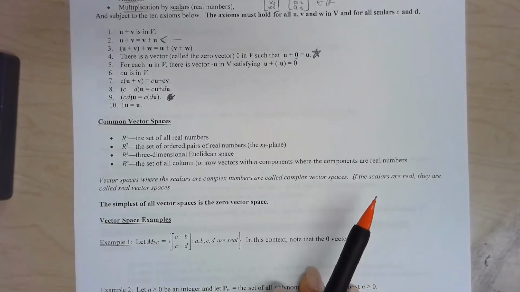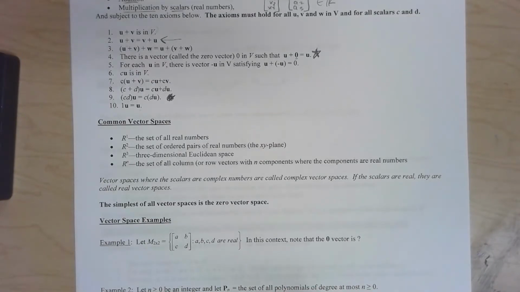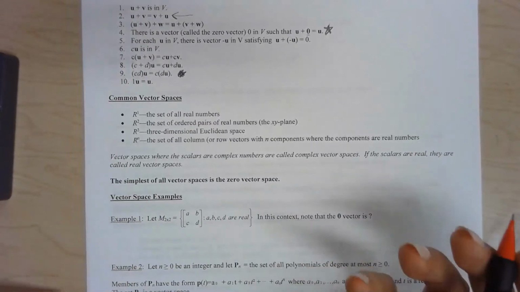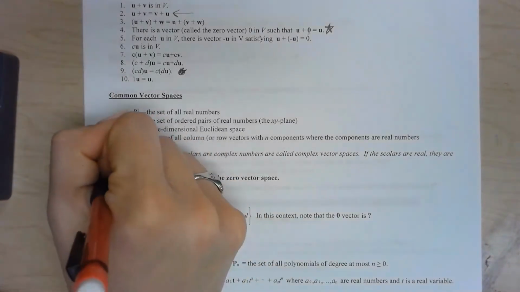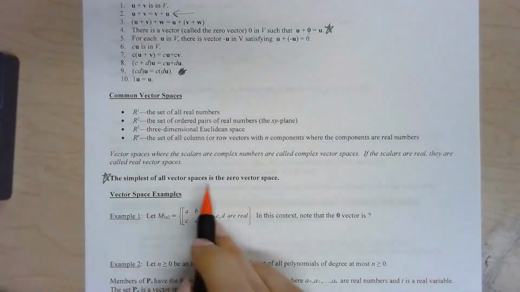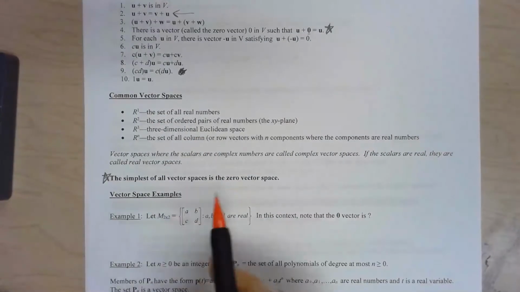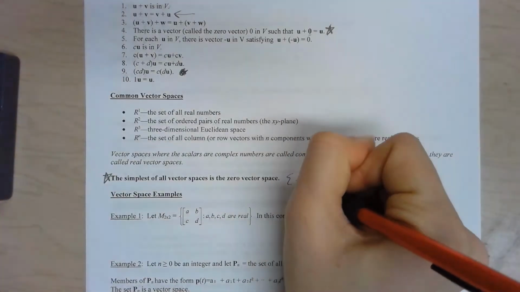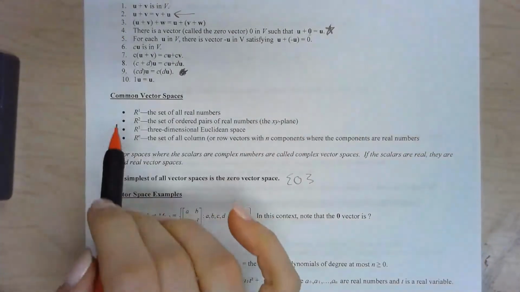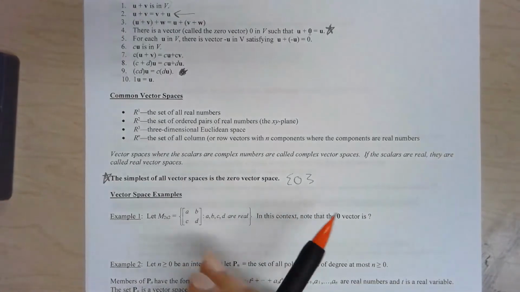So an important fact is that the simplest of all vector spaces is the 0 vector space. The 0 vector is kind of special. It's a non-empty set because it does contain the 0 vector, and all 10 of these properties up here will hold for just that vector.